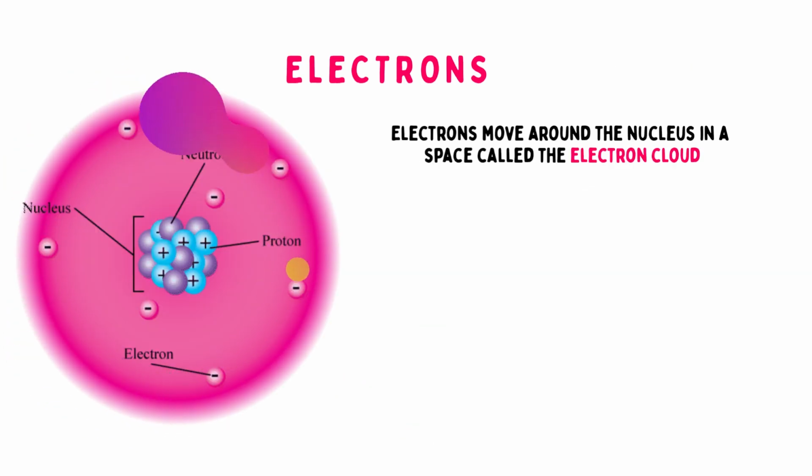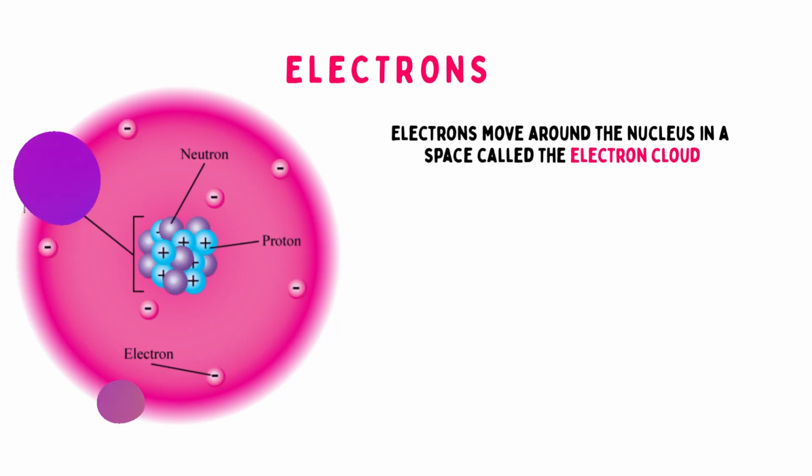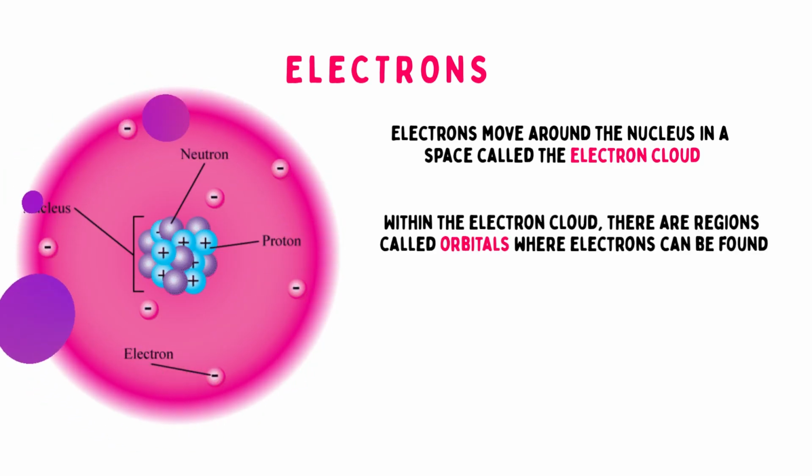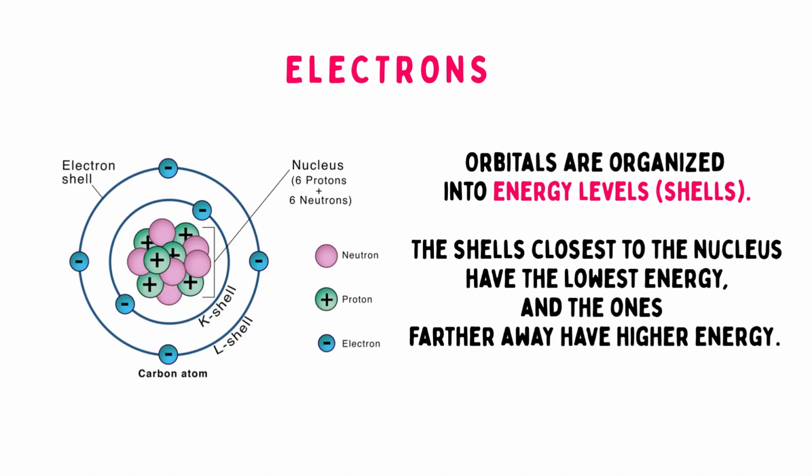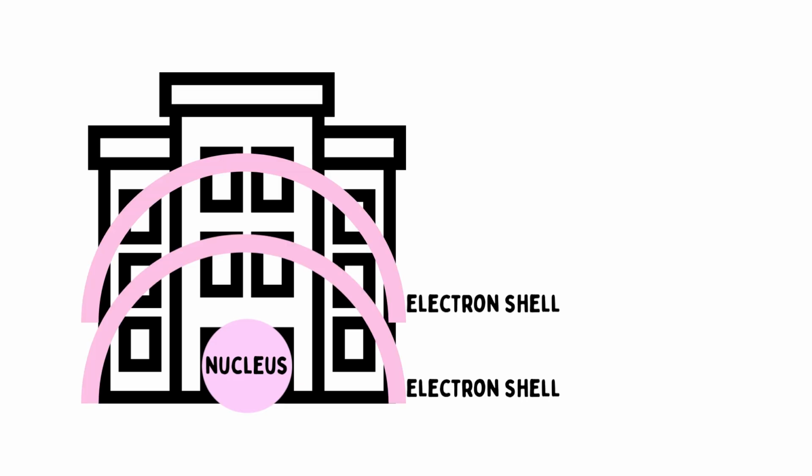Electrons move around the nucleus in a space called the electron cloud. Within the electron cloud, there are regions called orbitals, where electrons can be found. Orbitals are organized into energy levels, or shells. The shells closest to the nucleus have the lowest energy, and the ones farther away have higher energy. Imagine an apartment building. The nucleus is the lobby. Each floor equals an energy level. Each apartment equals an orbital. The people, electrons, move around in their apartments, but we don't know exactly where inside. We just know they're probably there.